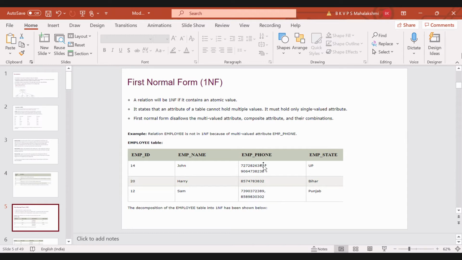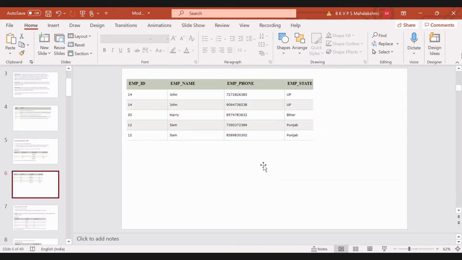So it can be changed like this. If we change the above table into this, then I can say each and every record has atomic values only. So now this employee relation is in 1NF.